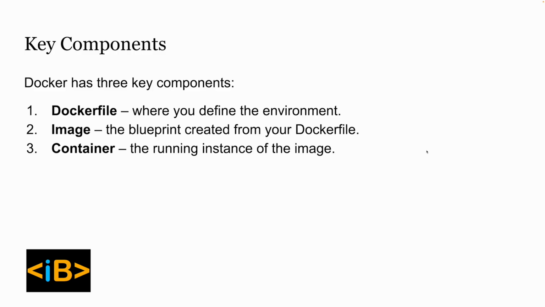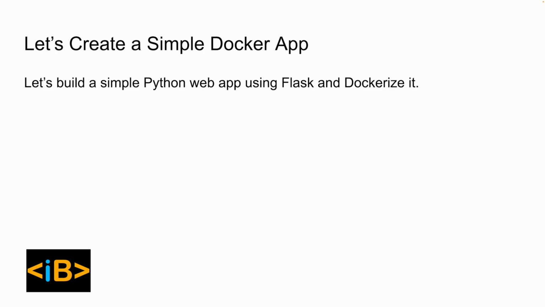Key components, there are basically three key components. Dockerfile, where you define the environment. There is an image, where the blueprint you created from your Dockerfile is present. The container, which is the running instance of the image. And we will see these things in a minute. Okay, so let's get started and create our very first simple Docker app using Python and Flask.